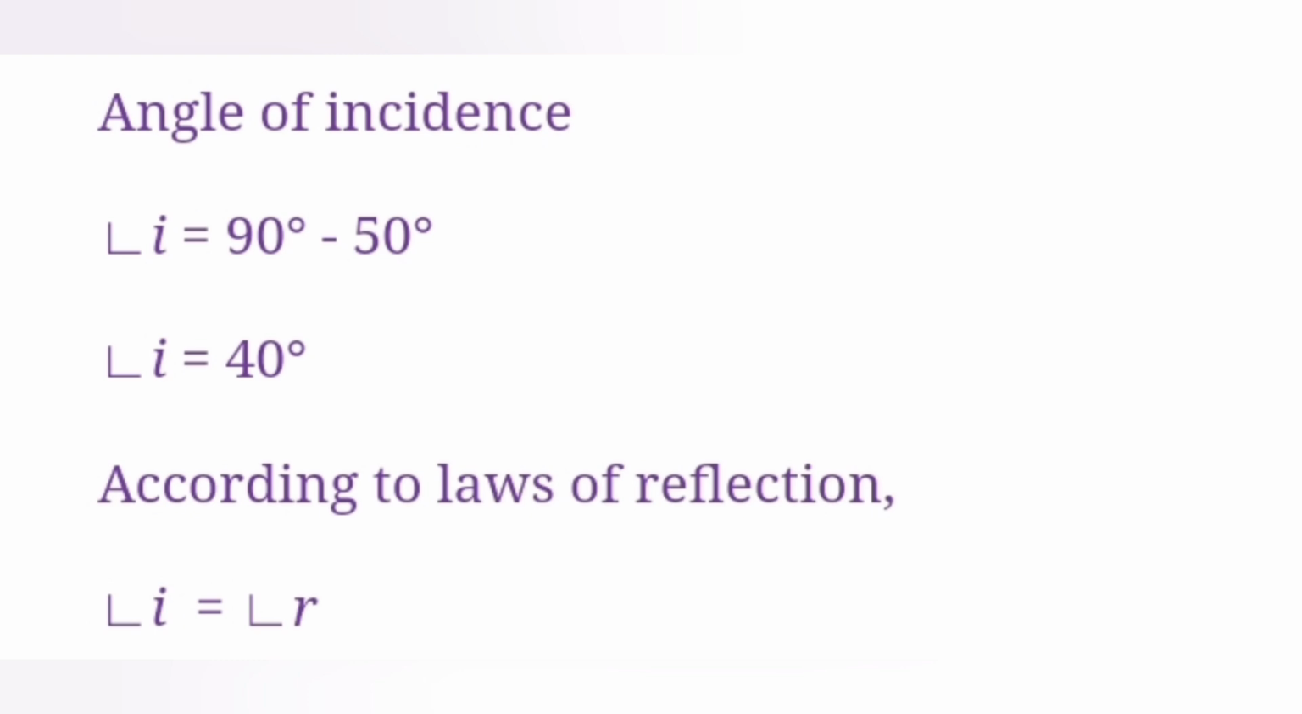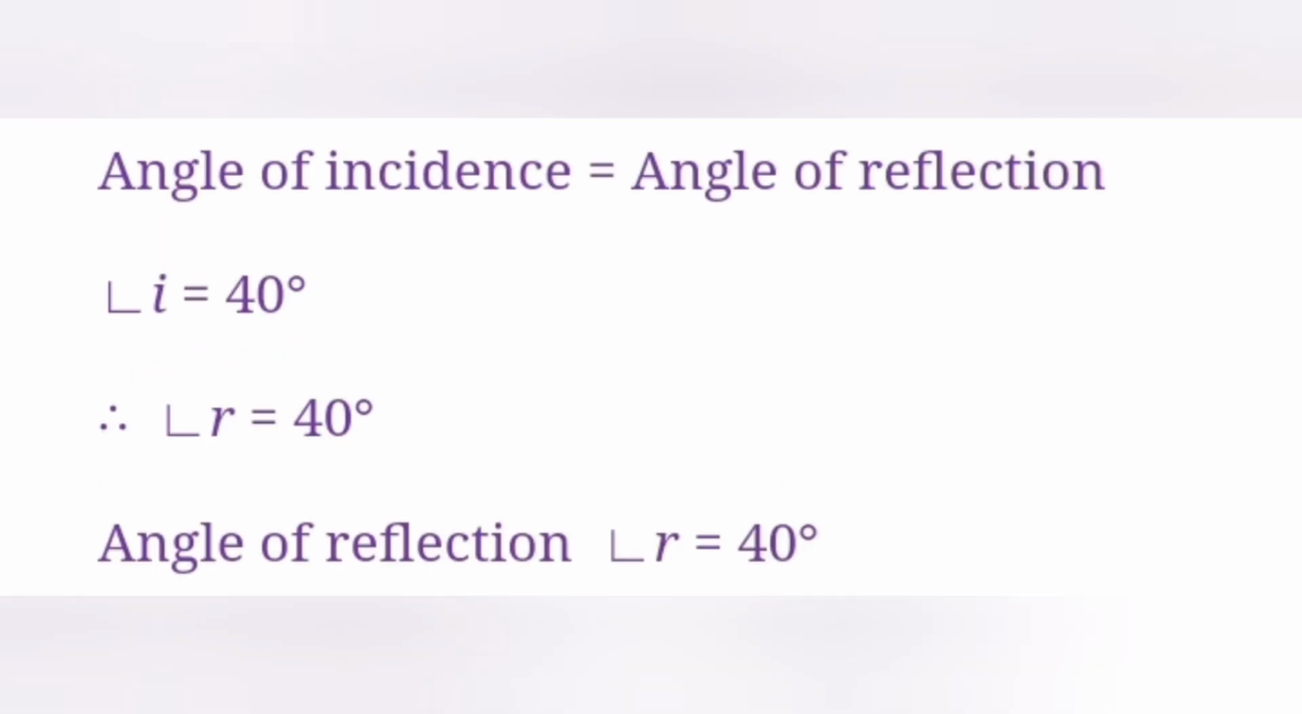Angle of incidence I is equal to 90 degrees minus 50 degrees. Then I is equal to 40 degrees. According to the law of reflection, I is equal to R. Angle of incidence is equal to angle of reflection. I is equal to 40 degrees and R is equal to 40 degrees. Angle of reflection R is equal to 40 degrees.